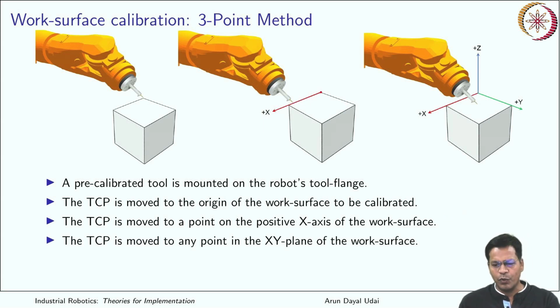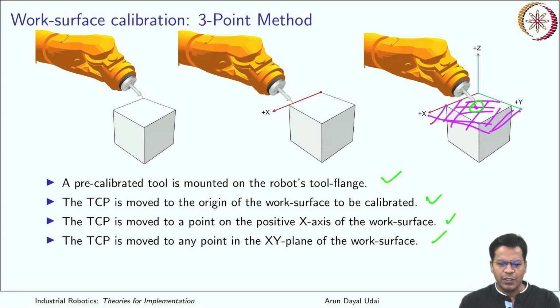Next, the TCP is moved to any point on this plane. If this is a XY plane, so your tip can touch anywhere on that surface. Okay, so one of the point you have to take your TCP to. Okay, so these 3 steps are involved. First step, you have to put a pre-calibrated tool, or if you have just put a tool, you can calibrate it. That is first task. Next, you have to touch this origin. Next point is you have to touch one of the points on the x-axis positive direction, and your final step will be touch your TCP to one of the point on XY plane of the work surface.